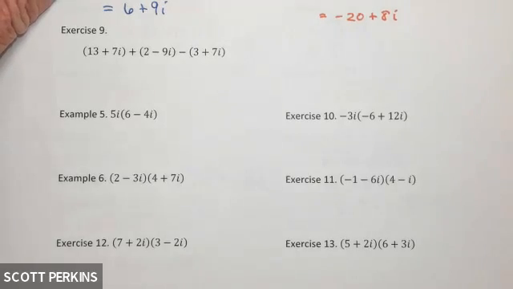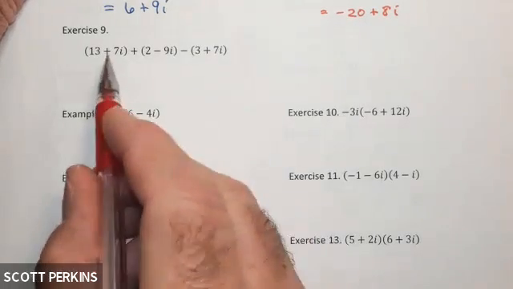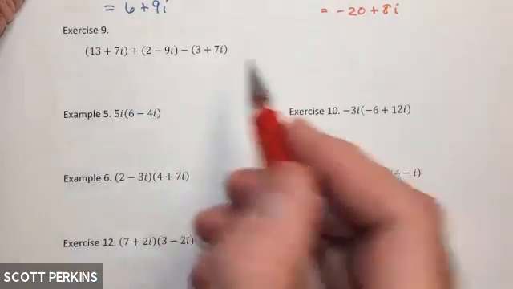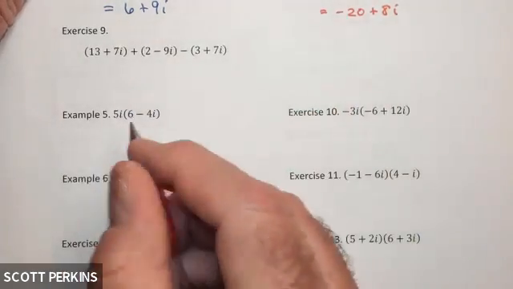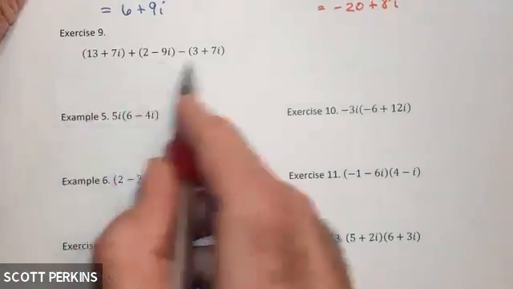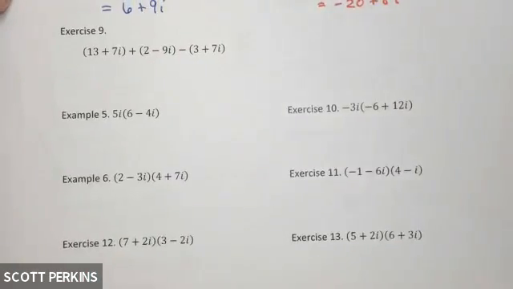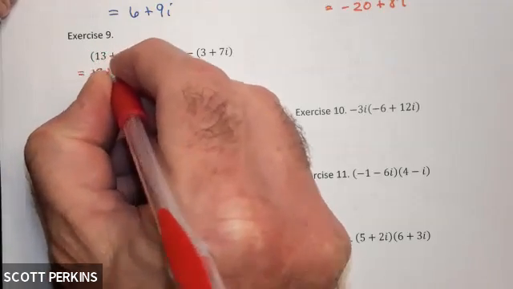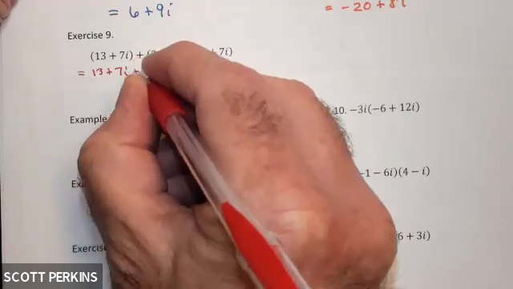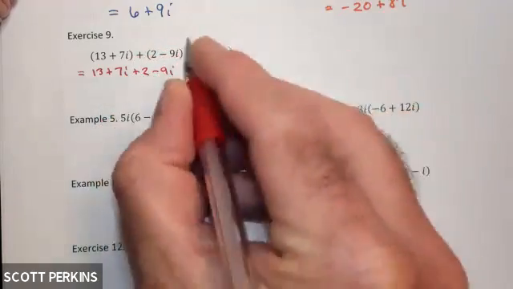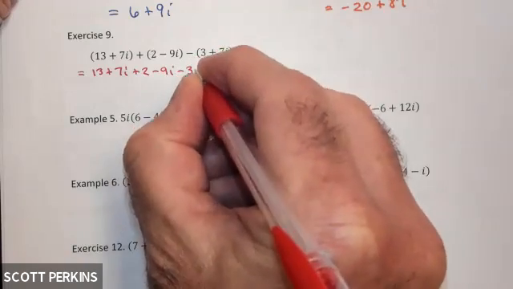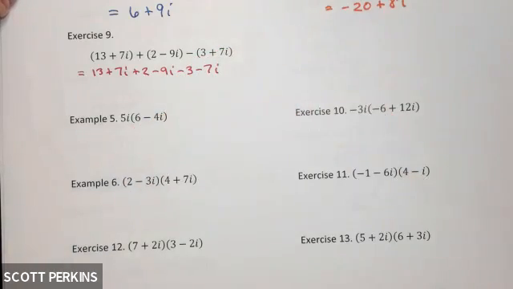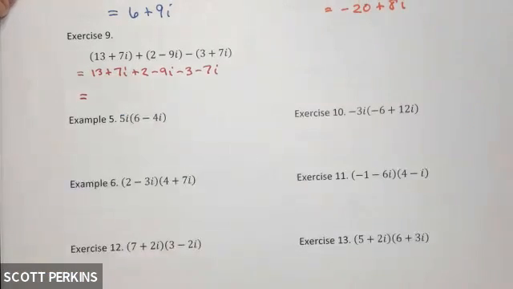All right, once again, you can do this in several different ways, like if you want to just do the addition right now and then distribute, whatever is clever. I'm just going to rewrite the problem and distribute, and then I'm just going to add it all in one step. So I've got the 13 plus 7i, I've got the 2 minus 9i, and then a -3, and then minus 7i. However you did it, though, this is what you should end up with.